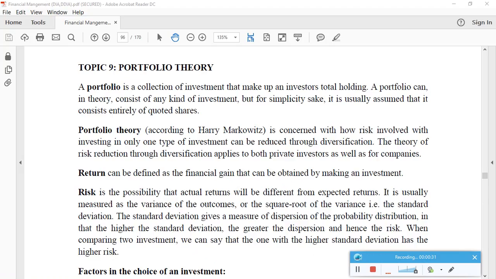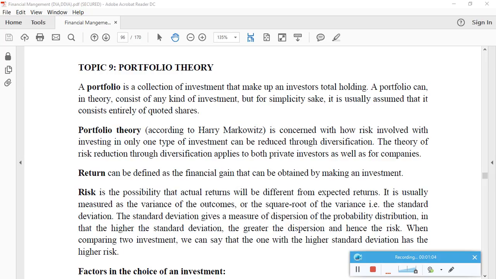Now, what is this portfolio theory? Let's go through here. Now, what they say? A portfolio is a collection of investment. They make up an investor's total holding. A portfolio can, in theory, consist of any kind of investment. Okay, highlight that part. Any kind of investment. But in this exercise, later we will do it for shares. Investment in shares. But this formula or this topic can be used for any investment.